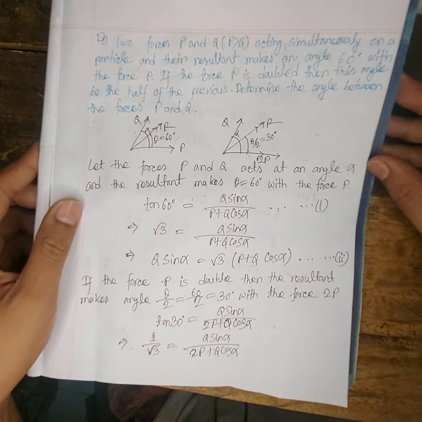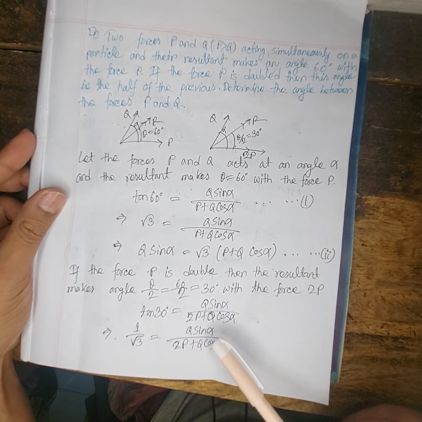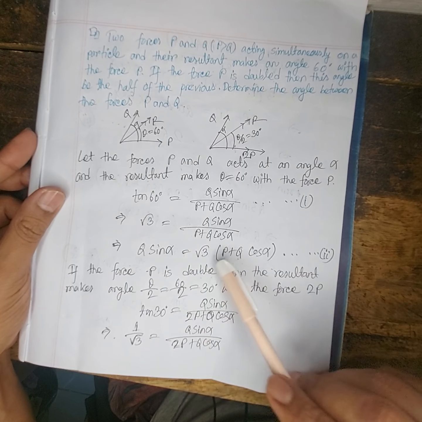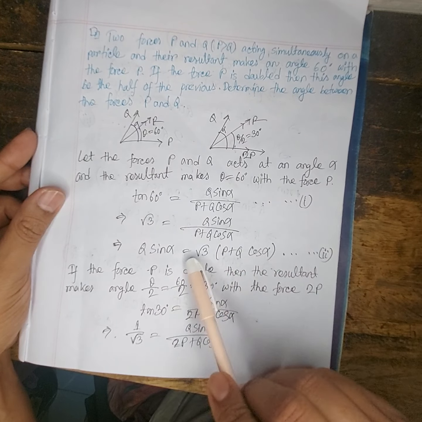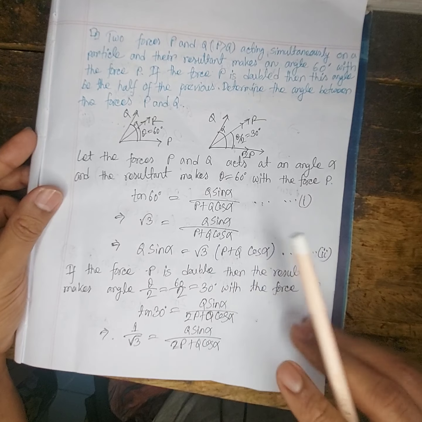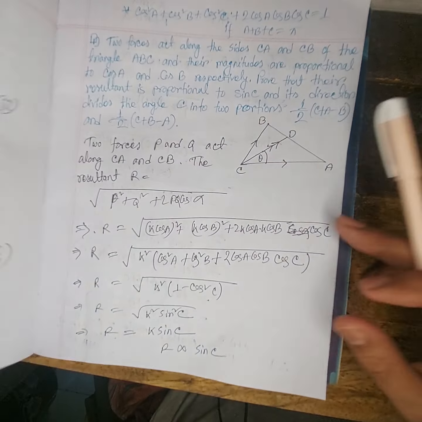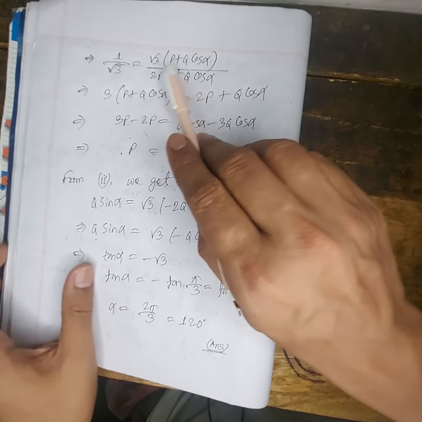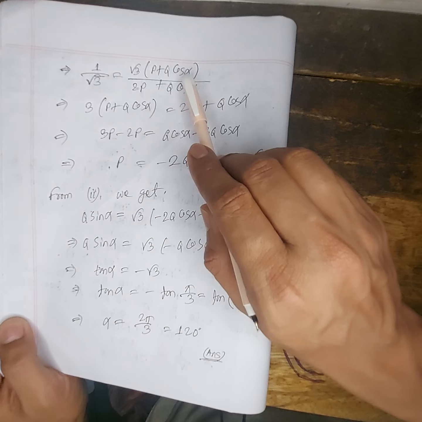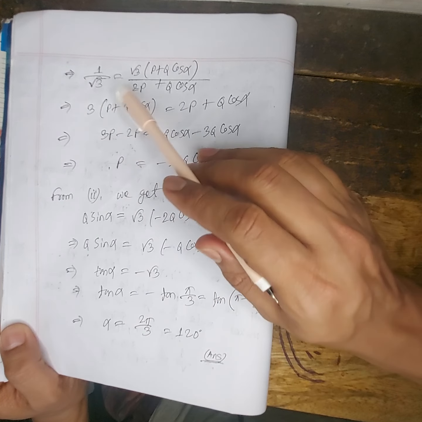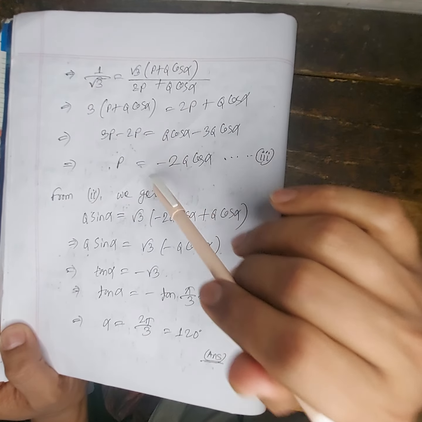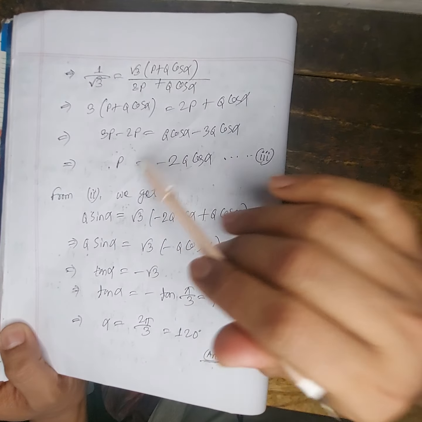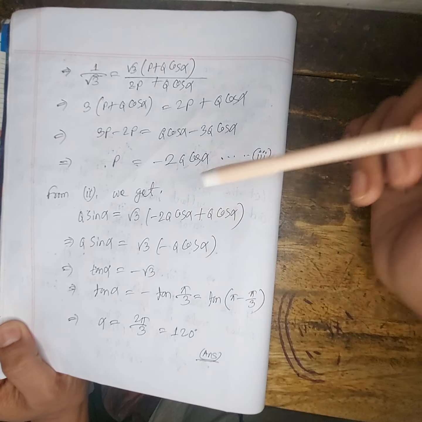Please notice here, after this line we substitute this q sin alpha by equation 2. So that's why we get root 3 times p plus q cos alpha here, and by cross multiplication finally we get the value of p is equal to minus 2q cos alpha.